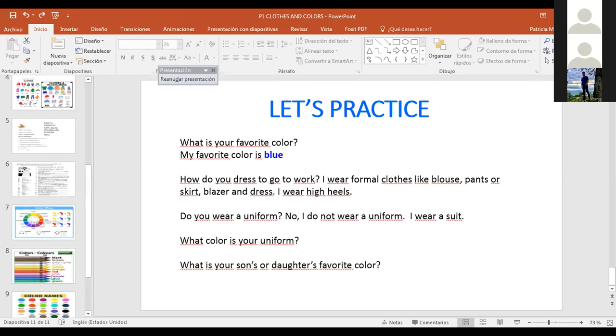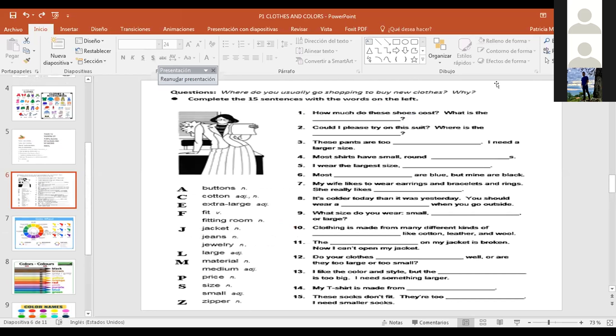Okay, the last activity that I have for you, but it's going to be for home because we don't have enough time to complete it here, is this completing section. It says, questions. Where do you usually go shopping to buy new clothes and why? And then you complete the 15 sentences with the words on the left. So you have here vocabulary. We have nouns, adjectives, for example, buttons, cotton, extra large, feet, fitting room, jacket, jeans, jewelry, large, material, medium, price, size, small, zipper. And for example, number one says, how much do these shoes cost? What is the?